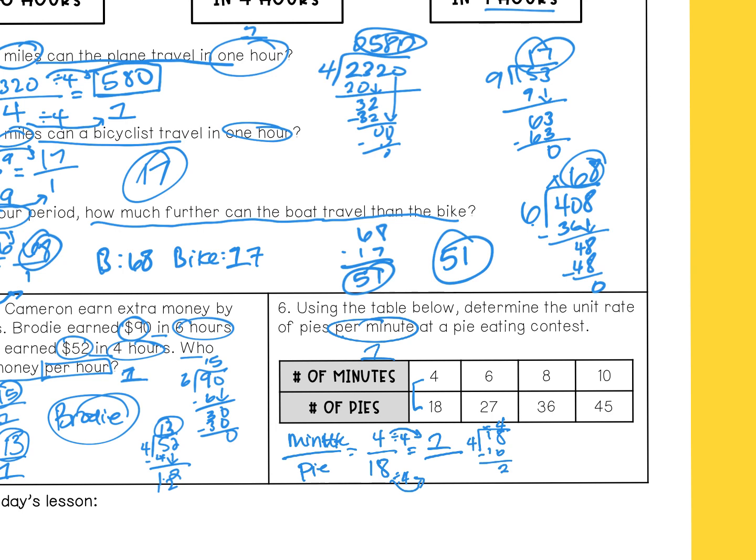And now I have a remainder of 2, but I don't have remainders in 6th grade, so I'm going to add a decimal, bring it up, add a 0, bring it down. 4 goes into 20 5 times. 5 times 4 is 20. 20 minus 20 is 0. So in 1 minute, you can eat 4.5 pies. So the unit rate of pies eaten per minute is 4.5.